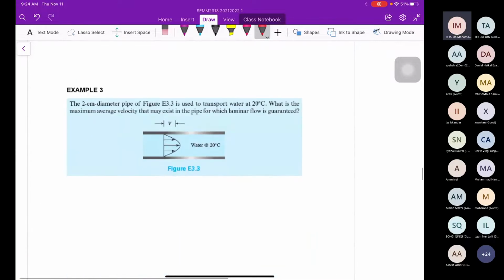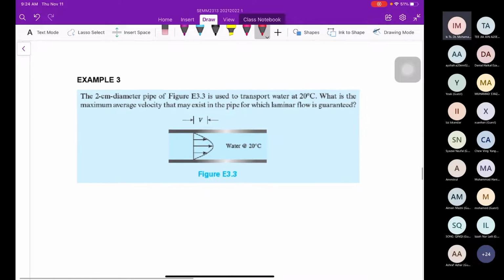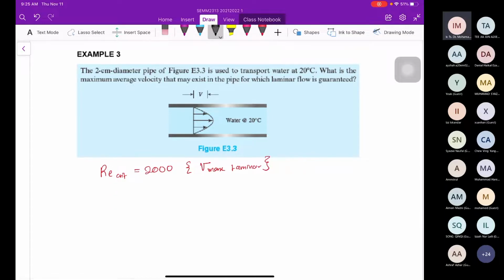By using the equation, the question asks for the maximum average velocity that will cause laminar flow. In order to achieve laminar flow at the maximum before reaching turbulent, we must use the critical Reynolds number 2000. From this, we will get V maximum of laminar. Applying the equation, Re = VD over nu, rearranged, we get V = Re times nu over diameter.